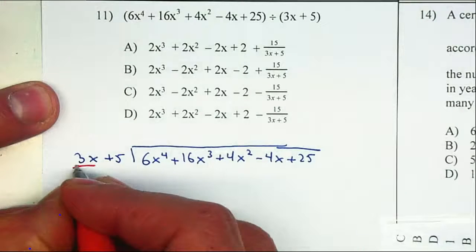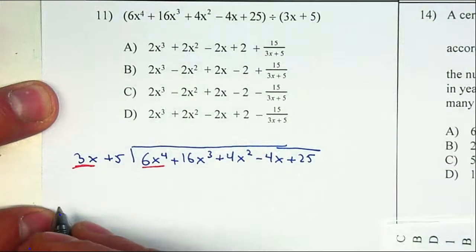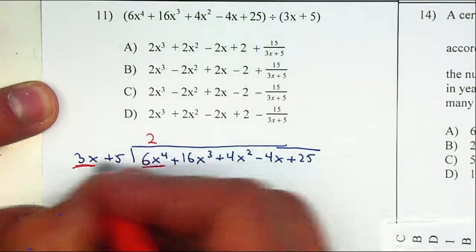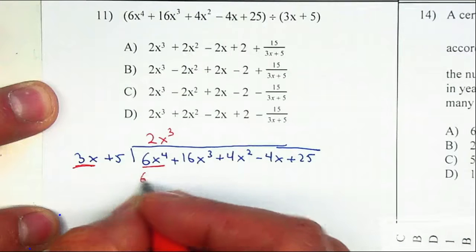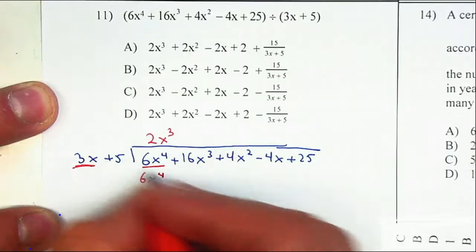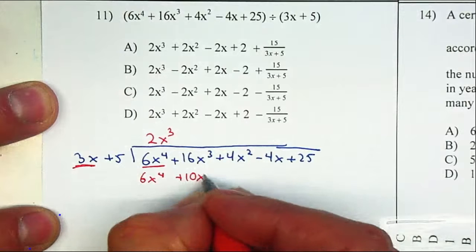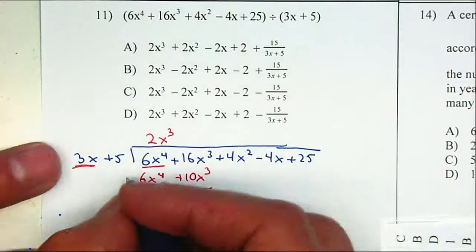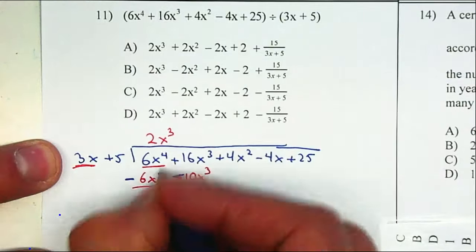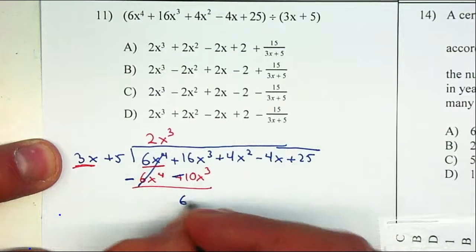What do I need to multiply 3x to get 6x to the fourth? It will be 2, and how many more x's do I need? I need 3 more. Then multiply it out, gives me 6x to the fourth, and that gives me a positive 10x cubed. Now we're going to subtract, so I'm just going to change the signs and add, and that gives me 6x to the third power.